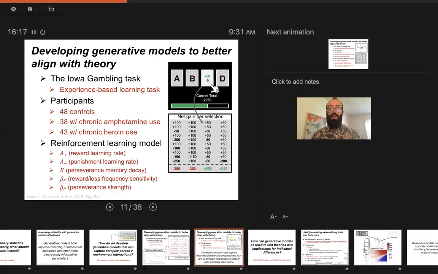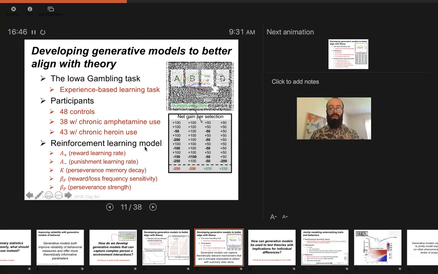And we developed a learning model that could perform the task similar to how people do. But the model has many different parameters. I was talking about mu and sigma in our models earlier. Now we have 5 different parameters for the model for each person. For our purposes, we're most interested in the positive learning rate, the reward learning rate, and the punishment learning rate, which control how much you learn from the gains versus the losses.